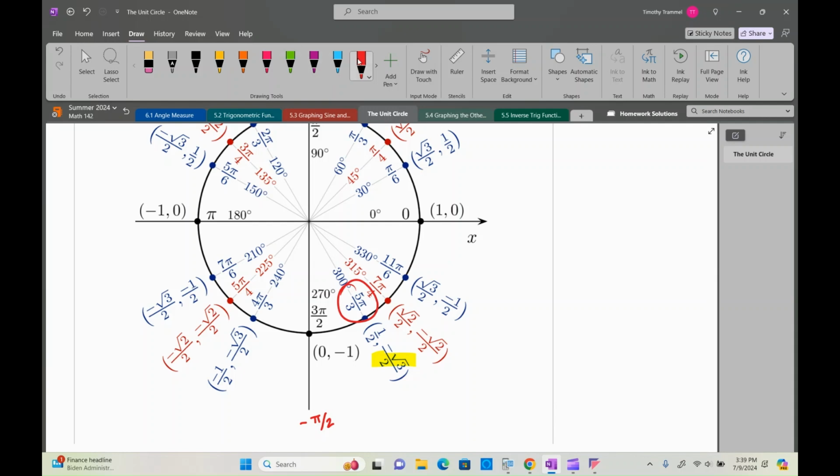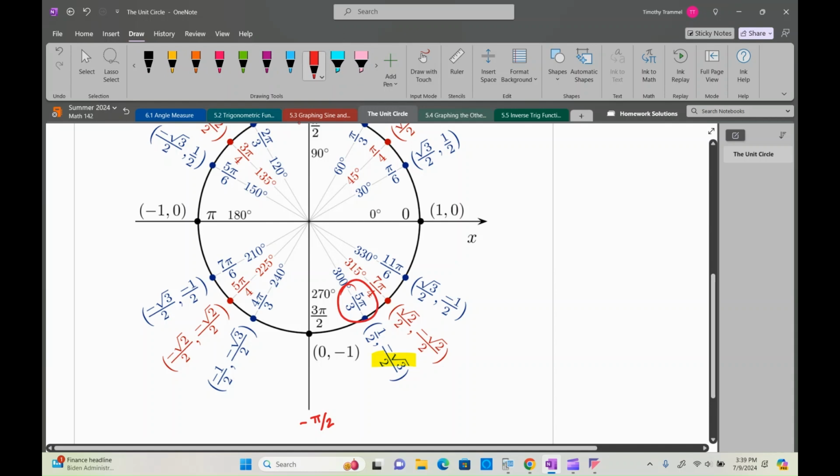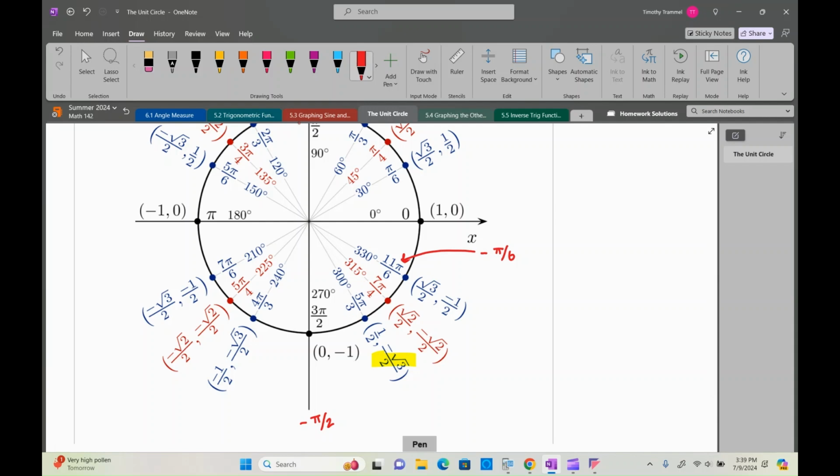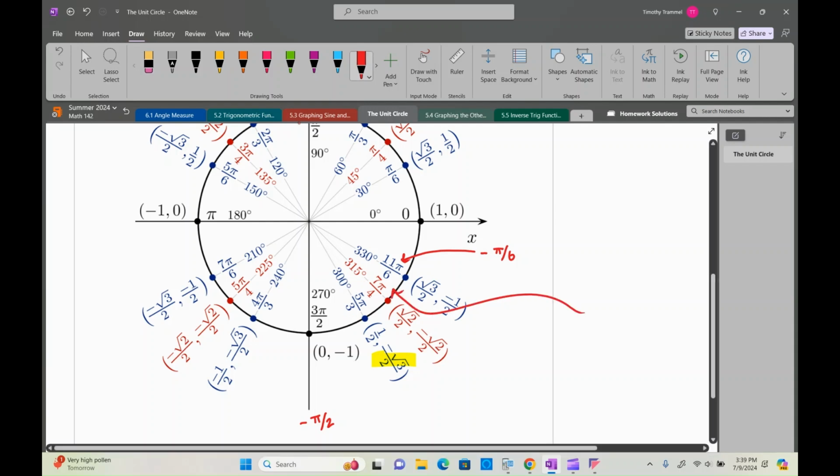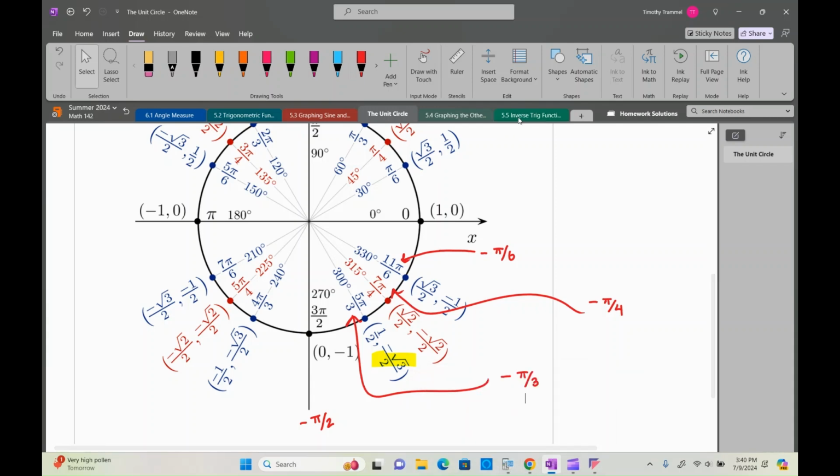But if you were to write down the negative version of some of these angles here, let's maybe do that. Like this 11 pi over 6 here, that would be equivalent to minus pi over 6. You could figure that out by subtracting 2 pi from 11 pi over 6. Similarly, this one right here, this would be minus pi over 4. And lastly, this one here, the one that we are really concerned with, is minus pi over 3. And so we can go ahead now and we'll record that.